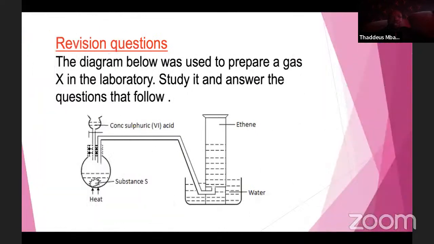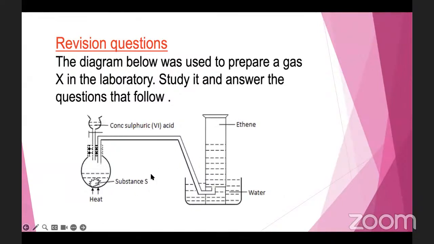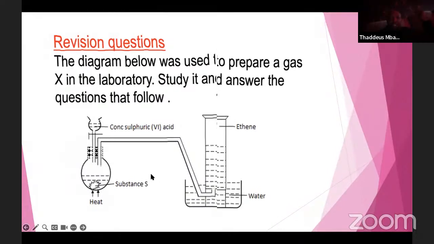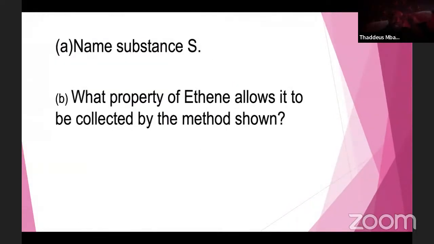So I want us to have a look at this question. The diagram below was used to prepare a gas X in the laboratory. Study it and answer the question that follows. Already the gas is given, which is ethene. So what is substance S? Ethanol. Perfect. Ethanol.